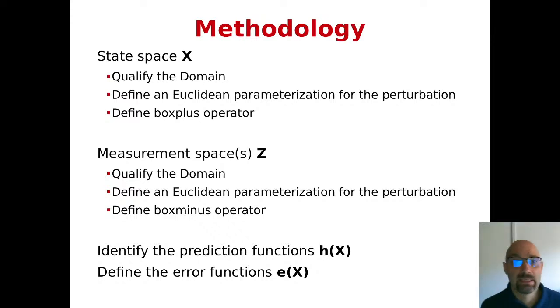For instance, in the case of a plane, you could talk about a plane potential way. First of all, it's in the domain of the planes, but you could represent it as a normal vector, right? And the distance from the plane, and this is 4 components, right? Then you have to define an Euclidean parameterization for the perturbation.